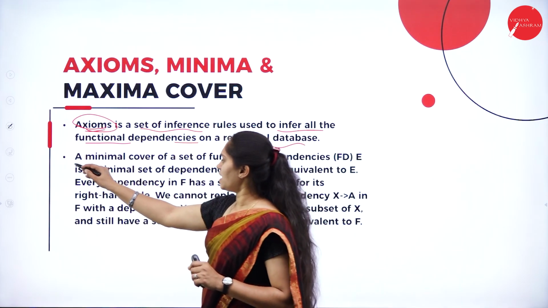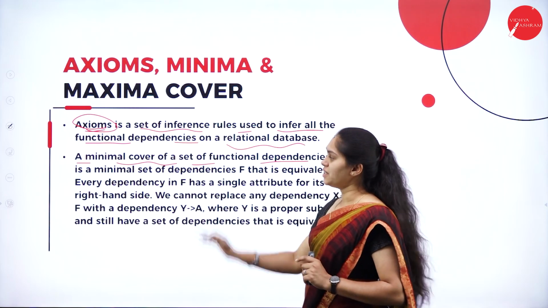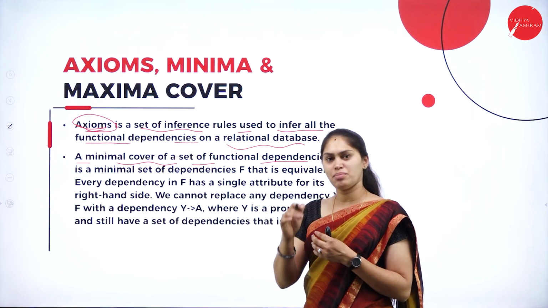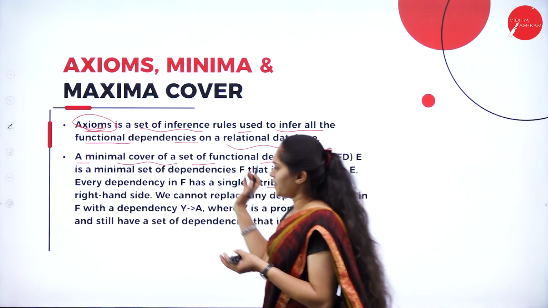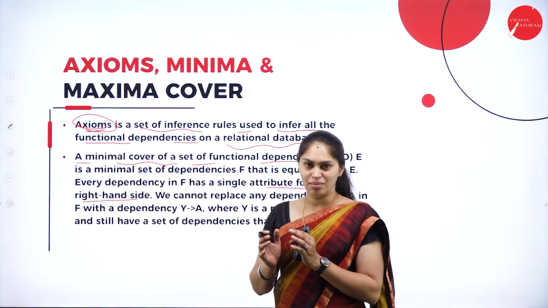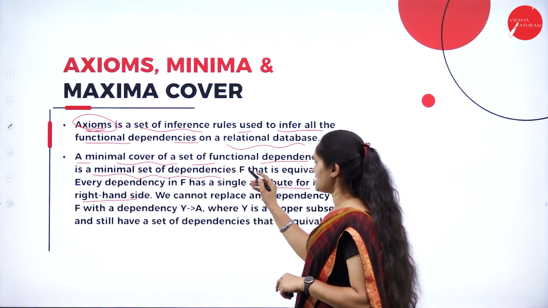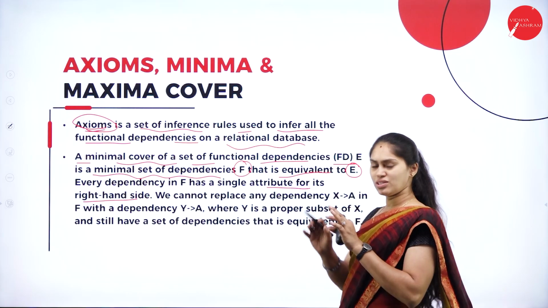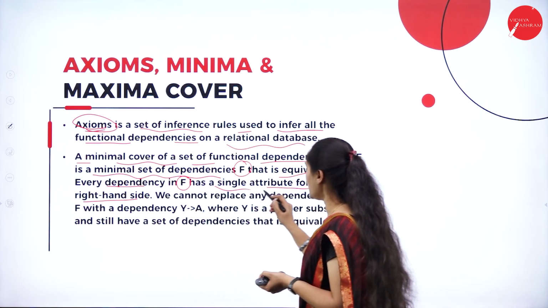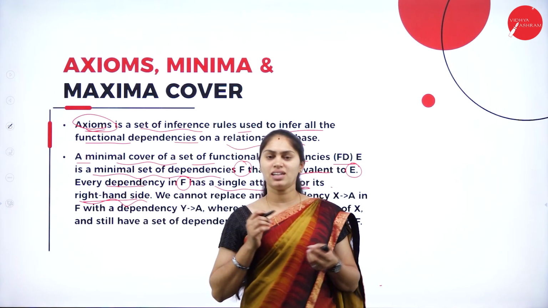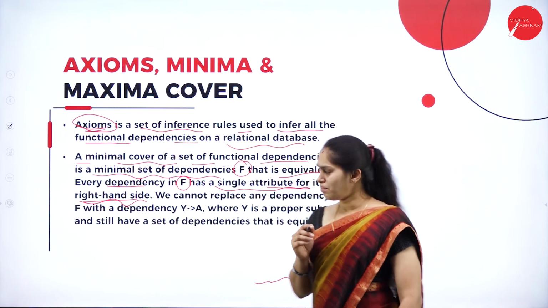We'll see the next one, that is a minimal cover of a set of functional dependencies. We have axioms, minimal and maximal cover here. In the minimal cover, whenever we have a dependency between one relation and another relation in a database, at least one attribute will be dependent on the right hand side of the relational table. Then we call that a minimal cover set of dependencies. So see here, E is a set of dependencies and F is a minimal set of dependencies that is equivalent to E. Both E and F are relations here, both depend on each other. Every dependency in F has a single attribute on its right hand side. Whatever we have on the left hand side, at least a single attribute will be dependent on the right side.